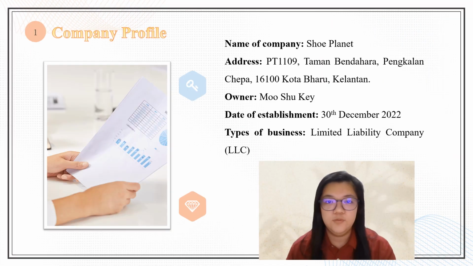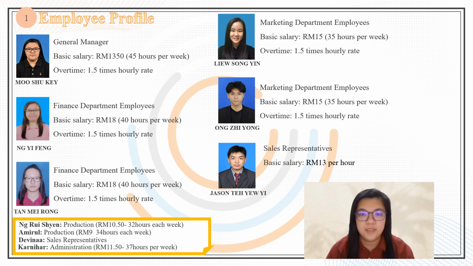Now I'm going to introduce our company. Our company was established on 30th December of 2022. Shu Planet is our company name and it is located at Taman Bendahara, Bekalan Chepang, Kota Baru, Kelantan. The type of business of our company is limited liability company. These are the 10 employees of our company.